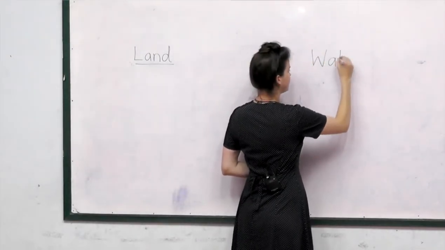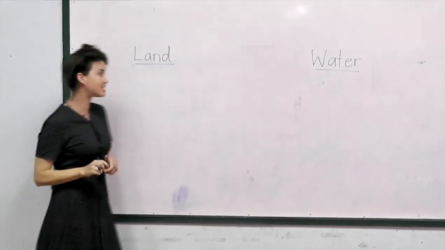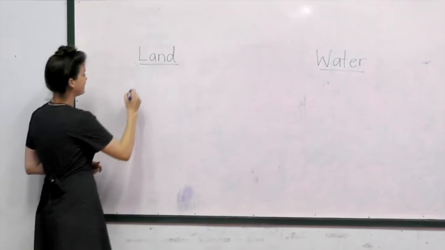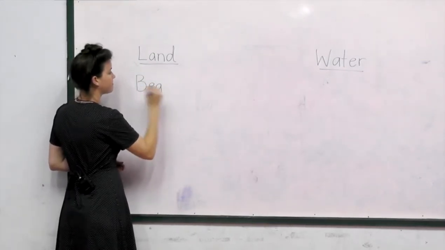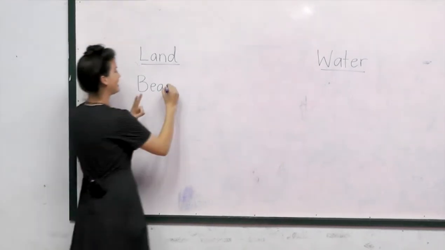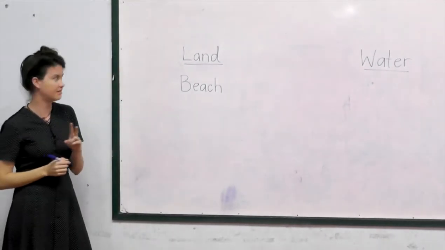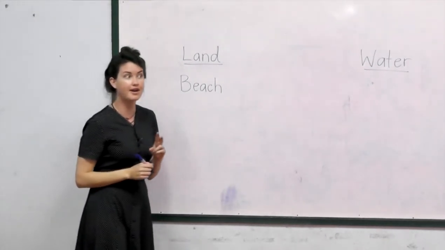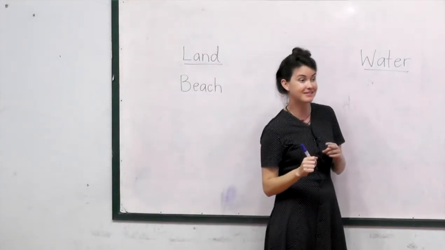A beach. Very nice. A beach. What's the first sound you hear in beach? B. Beach. Good. Beach. Cha. What two letters? C-H. Good. Does a beach have sand? Yes. Does a beach have water? Yes. Good.